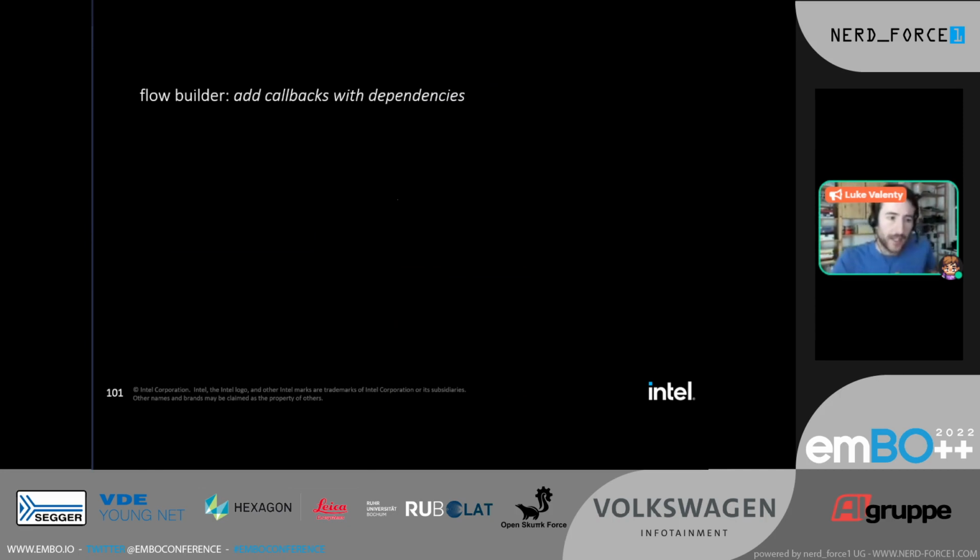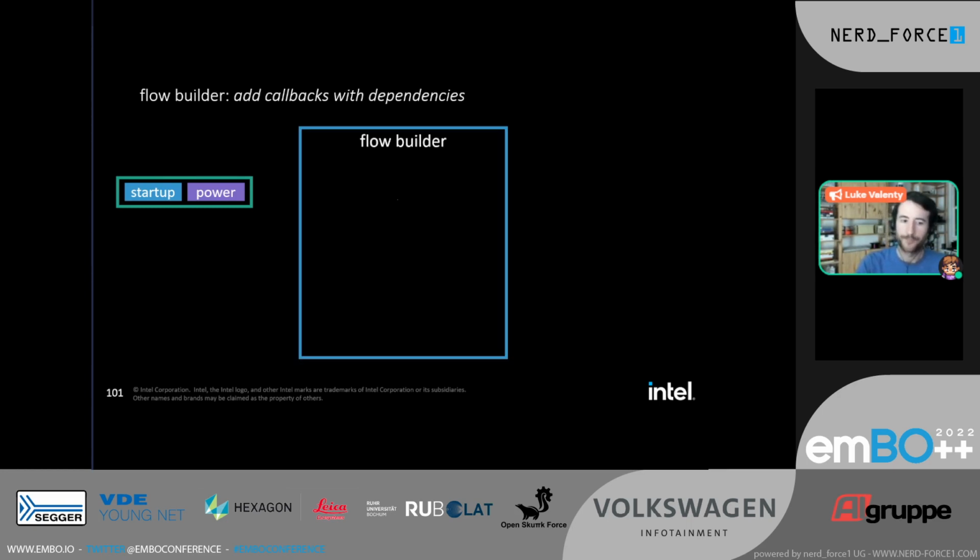So one of the builder types that we have is this flow builder. We can add callbacks with dependencies. So we have our startup service, and this is an internal service. When we are starting up our airplane, we're going to call it, and we expect it to go through all of the steps necessary to get ready for flight. And let's say the backbone of this startup service is our power. So we're going to initialize our flow builder. This is happening within the CIB library as it's bringing everything together in the nexus.